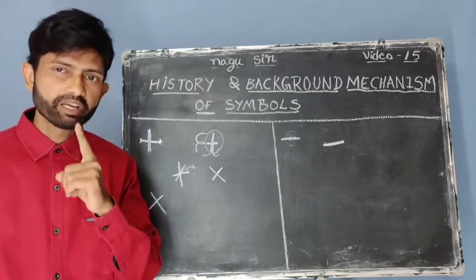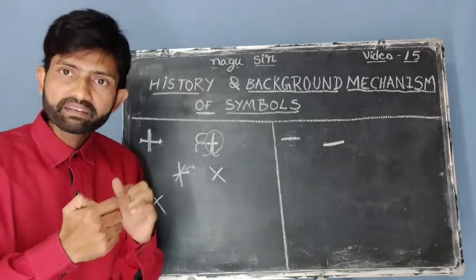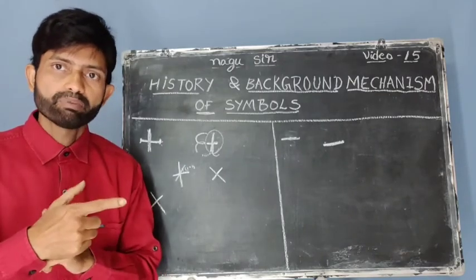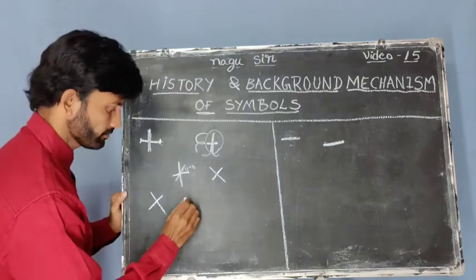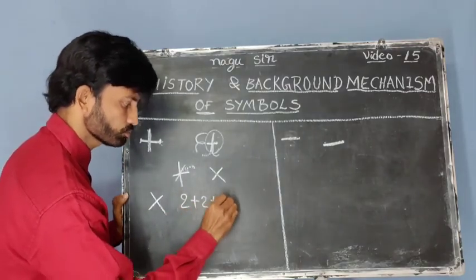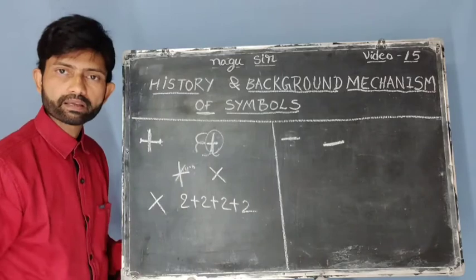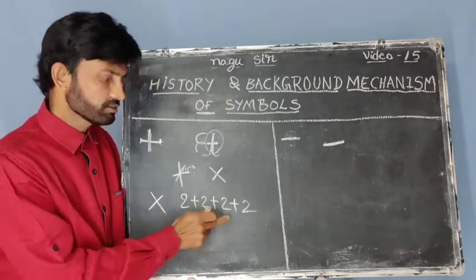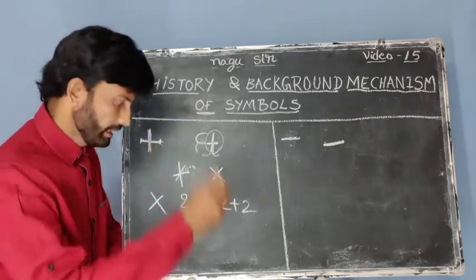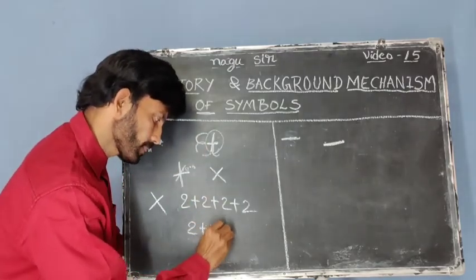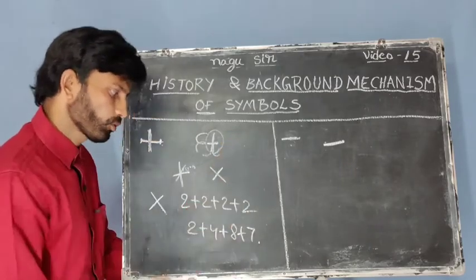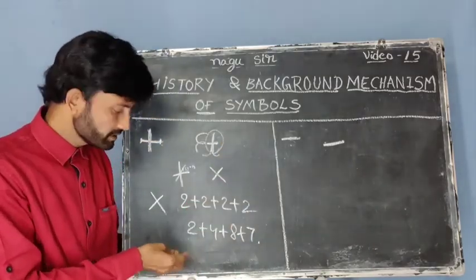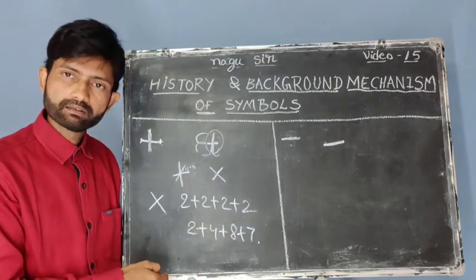My dear friends, it's very important. Repeated addition is called multiplication. Let me give an example for that. Here we have 2 plus 2 plus 2 plus 2. What is this? This is an addition. Why? Because here we have a plus symbol. And what is this? This is also an addition. Why? Because it also has plus symbols.